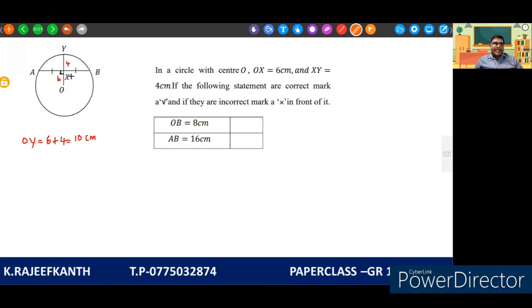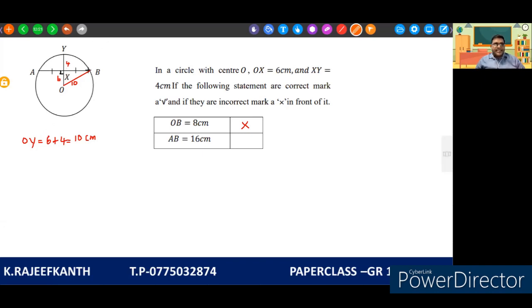So if it is a radius, this OB is also a radius. Then this length is also 10 centimeters. Here in the first statement, they are saying that OB is equal to 8 centimeters, then that is wrong. Here OB is equal to 10 centimeters. Now we have to find the length of AB.